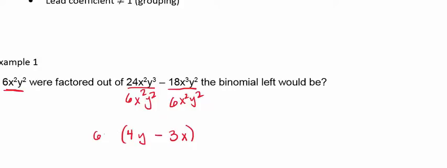The way you write your answer is 6x squared y squared multiplied by that, but we were looking for 4y minus 3x. And one last thing, you can always double check by using distribution to see if your answer is correct. And this does give me 24x squared y cubed, and this does give me a negative 18x cubed y squared. Thank you, and please stay tuned for the question that follows.